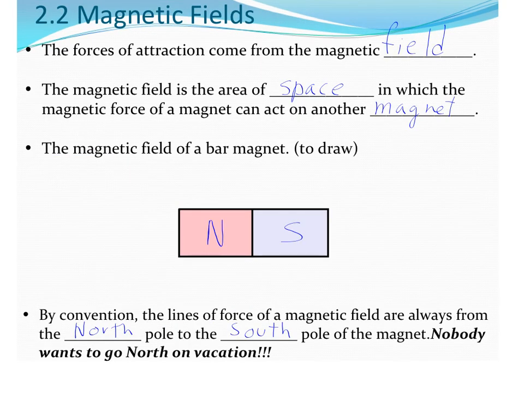The reason why there's a force of attraction or repulsion in magnets is the fact that they have magnetic fields. The magnetic field is the area of space in which the magnetic force of a magnet can act on another magnet. We are aware that if we bring two magnets very close to each other, we can actually feel this force of attraction or repulsion. But the farther away we put the magnets from each other, the smaller this force becomes.